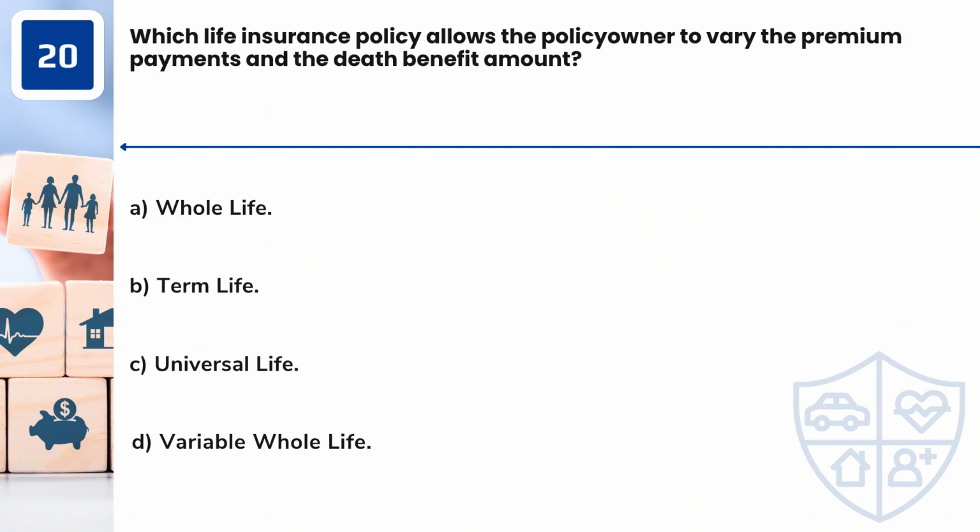Question 20. Which life insurance policy allows the policy owner to vary the premium payments and the death benefit amount? A. Whole life. B. Term life. C. Universal life. D. Variable whole life.